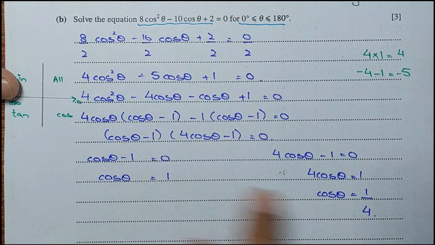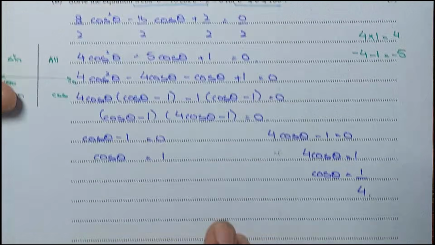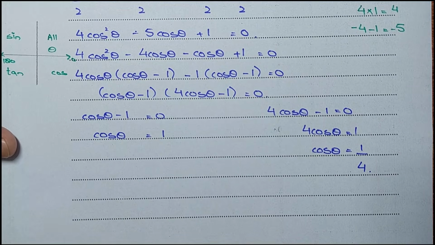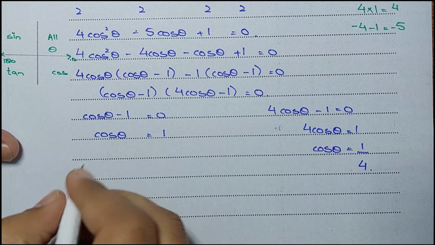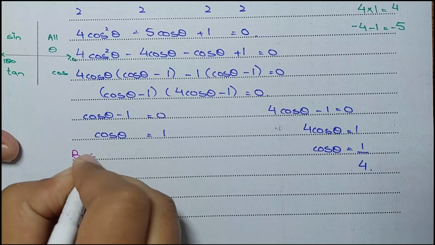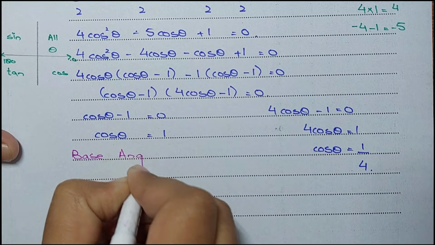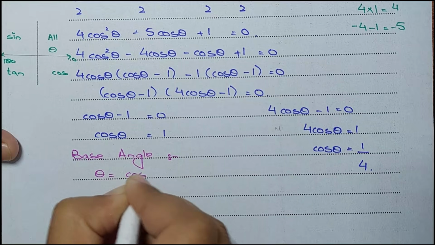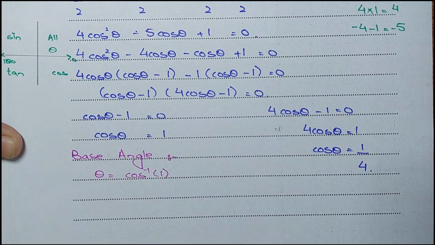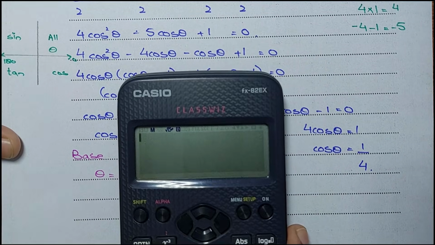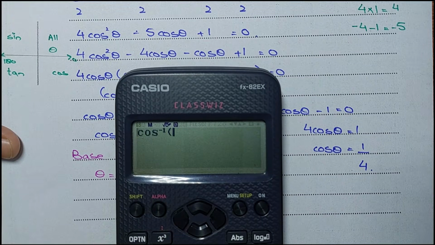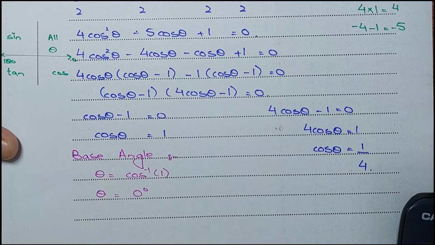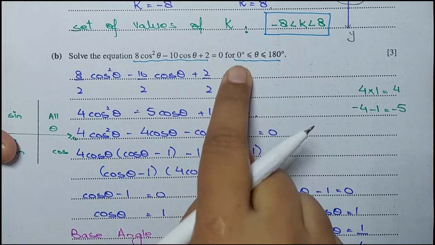So these two cases are positive, so we are just considering the first quadrant, and in the first quadrant theta is equal to the base angle. So first, figure out the base angle for both. The base angle is the value for theta. So theta equals cos inverse of 1, in degrees. My calculator is in degrees. Cos inverse of 1 is 0, so theta equals 0 degrees, and 0 is included in the domain.